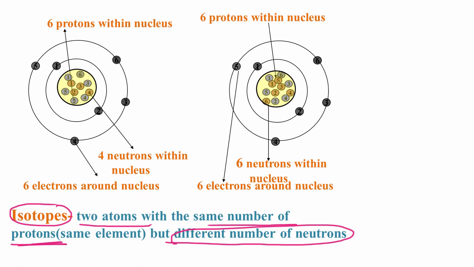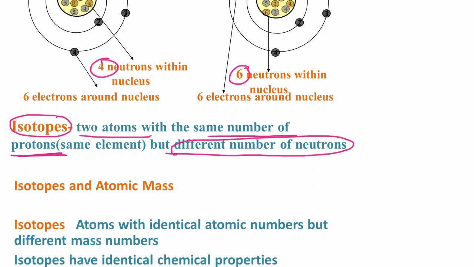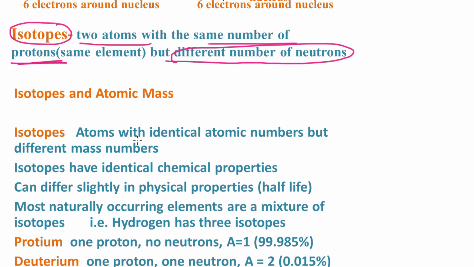I have this figure. And here we have 6 protons in the nucleus. This one also has 6 protons in the nucleus. This one has 4 neutrons, and this one has 6 neutrons. So this is a pair of isotopes. So isotopes have identical atomic numbers, or Z, but different mass numbers, A.